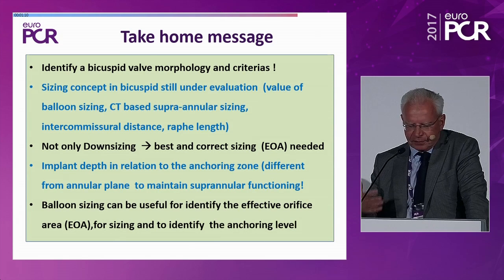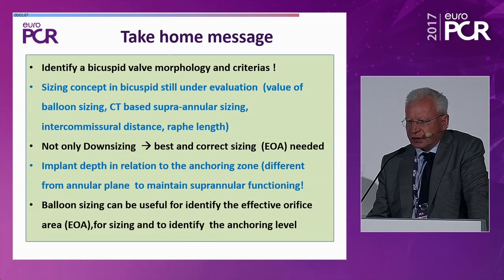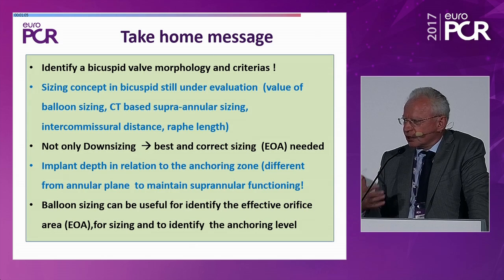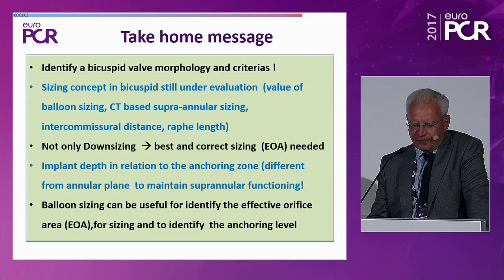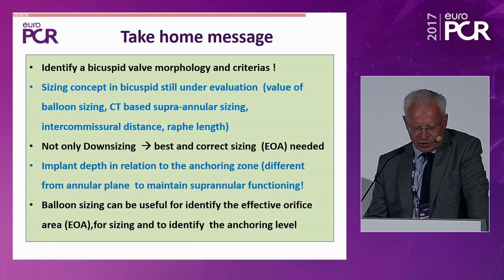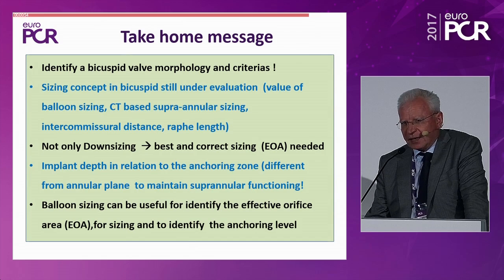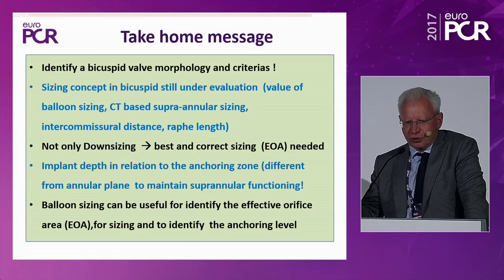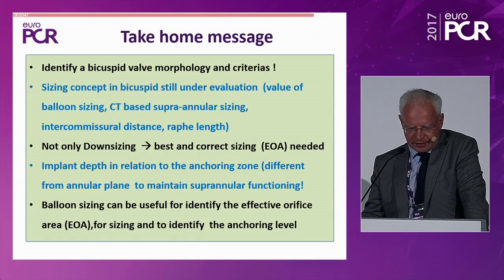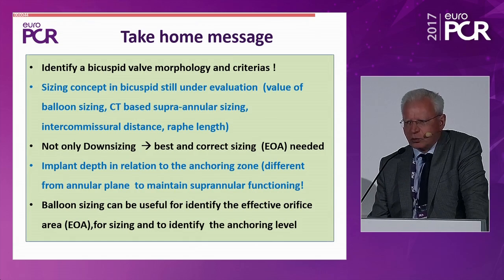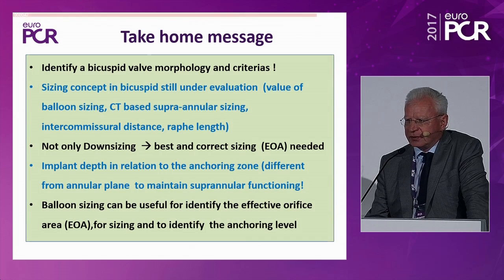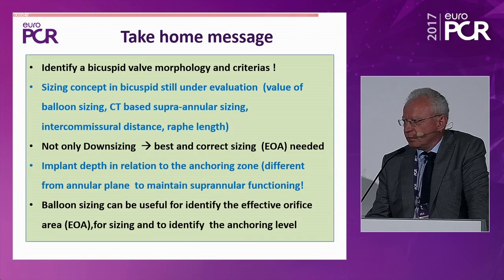So I tried to make some discussion points. First of all, and that is not simple and it's not easy, identify if you are dealing with a bicuspid morphology. Second, I want to discuss the concept of balloon sizing and post-ballooning. And I think it's not related to the word downsizing. I think we should go for best or correct sizing in bicuspid, and we need more detailed information how to identify best. And up to now, the balloon may be of help. Thank you for your attention.